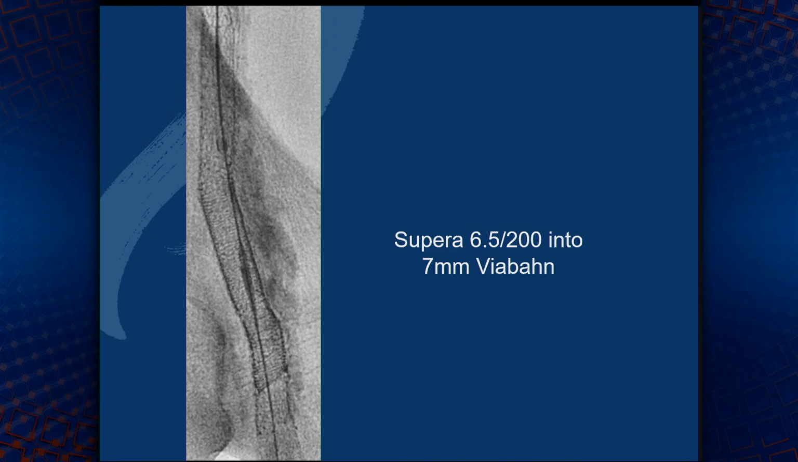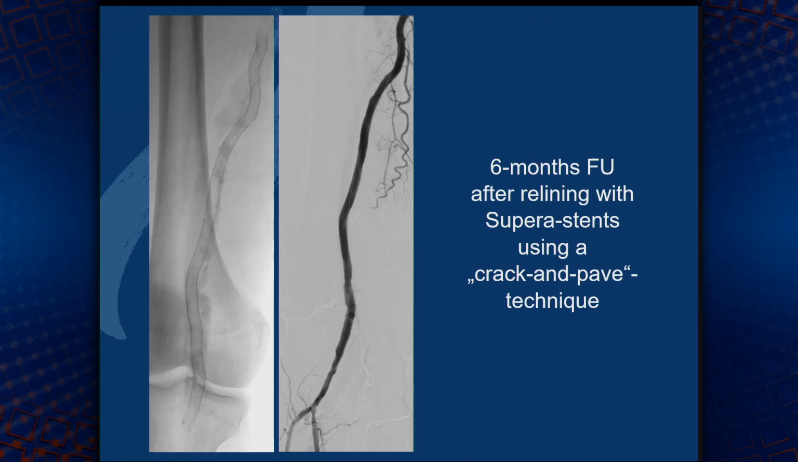So here we implanted a 6.5 mm Supera stent into the Viabahn, and the patient was fine, and we saw him again 6 months after that with a good result. In the X-rays you could see nearly no compression of the stent and a really good runoff over the SFA and popliteal, and he still doesn't have any problems in his walking distance.